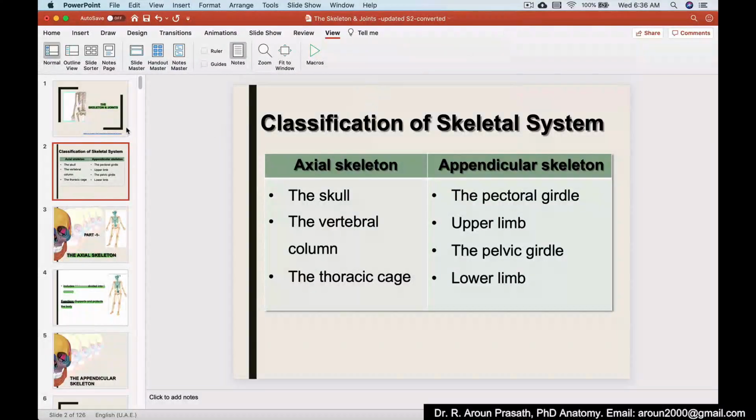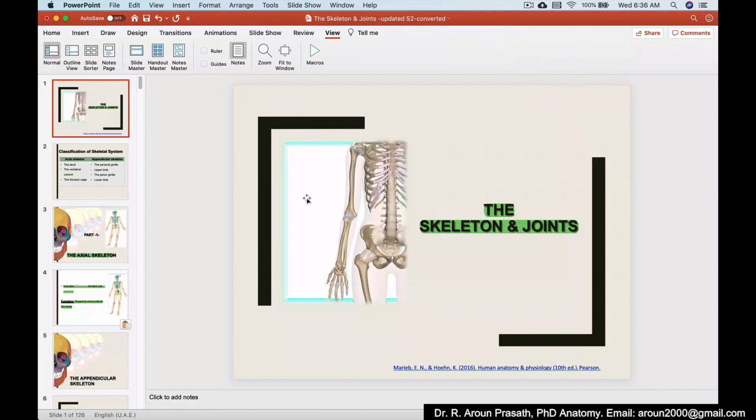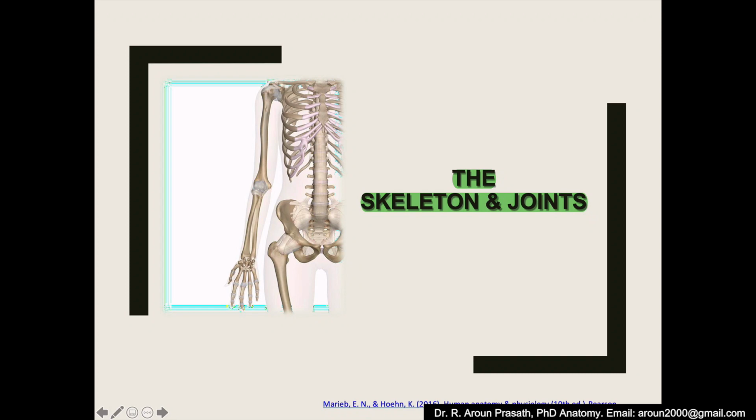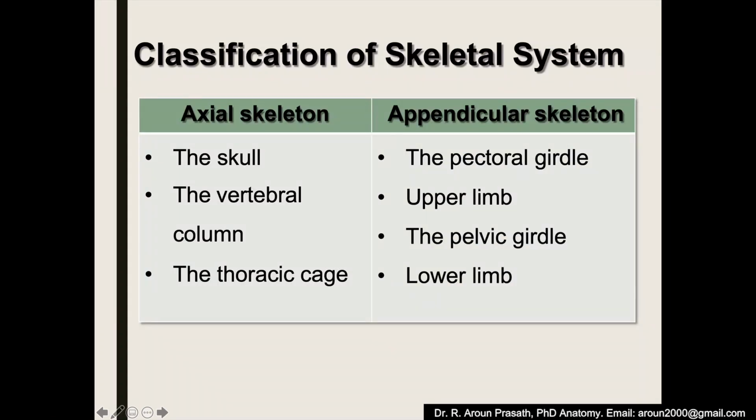In total, we have around 206 bones in the body. We divide this whole skeleton into the axial skeleton and the appendicular skeleton. In the axial skeleton, we will study the skull, vertebral column, and the thoracic cage alone. Then in the appendicular skeleton, we will study the remaining bones, the bones of the upper limb and the bones of the lower limb.